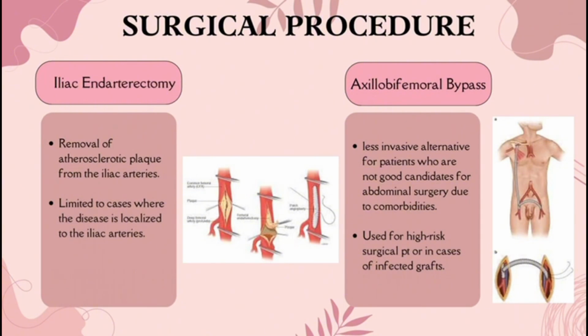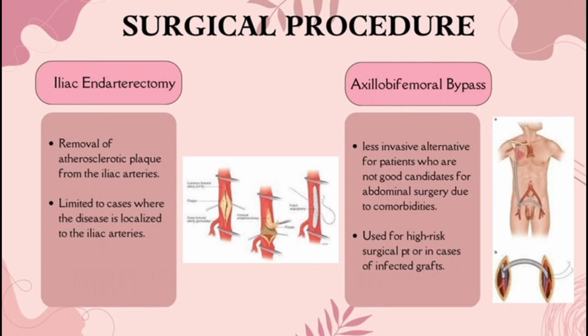Third is the iliac endarterectomy. The procedure is to remove the atherosclerotic plaque. The iliac artery is exposed via abdominal incisions, where we remove the plaque and the artery is repaired. Usually it's for limited cases where the disease is localized to the iliac arteries only.